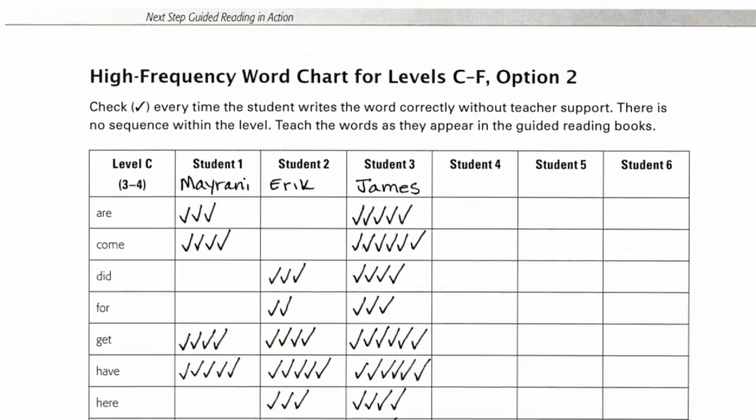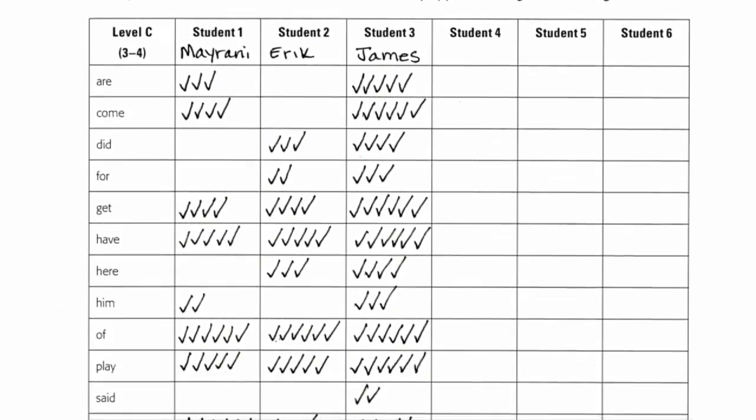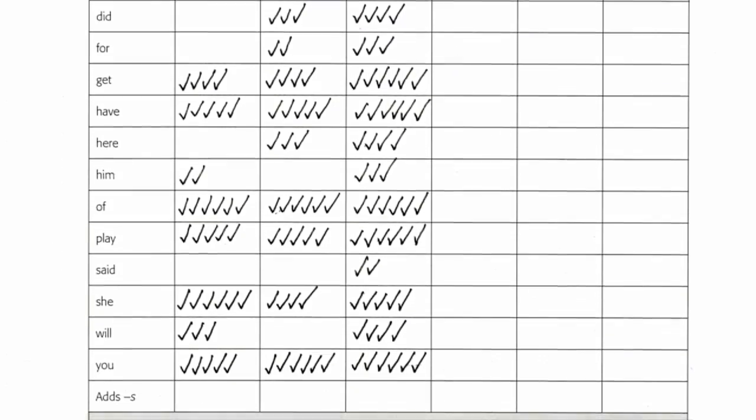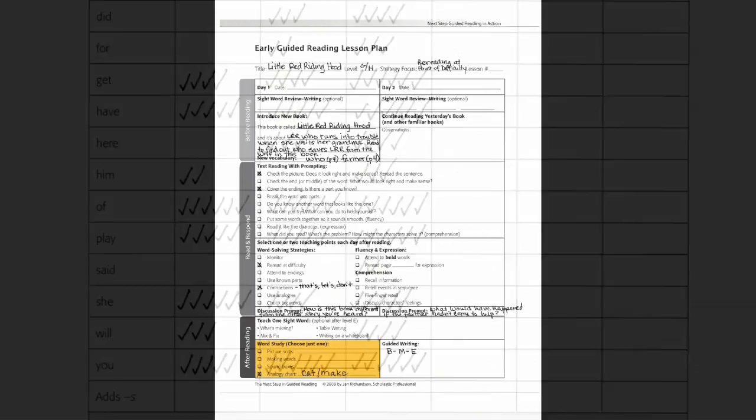Keep track of student progress on the high-frequency word chart. Once they are reading above level E and have learned 50 to 60 high-frequency sight words, you can skip this portion of the lesson. Day 1 ends with a word study activity.